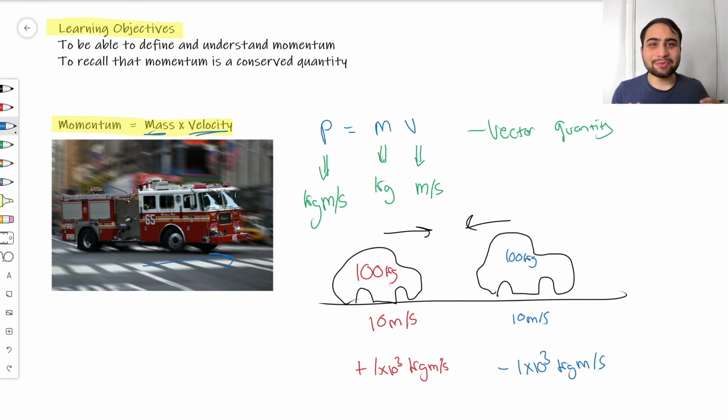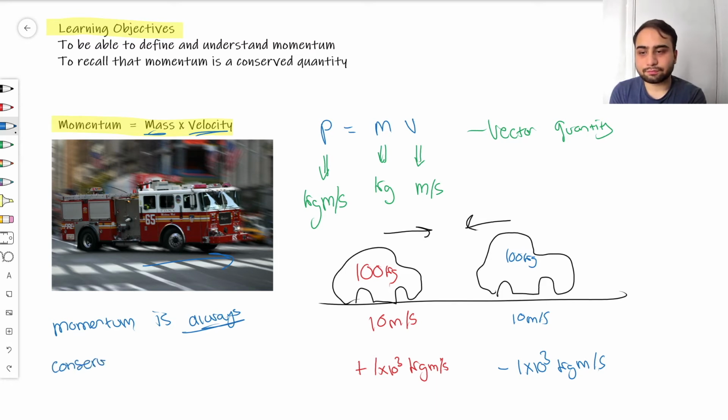Now, this brings me on to my second feature of momentum. Momentum is always conserved. So what does this mean? Well, this really means that momentum before a collision is always equal to momentum after a collision. Usually we give these values of 0, right? So now let's have a look here. Now, momentum before my collision is actually 0, right?